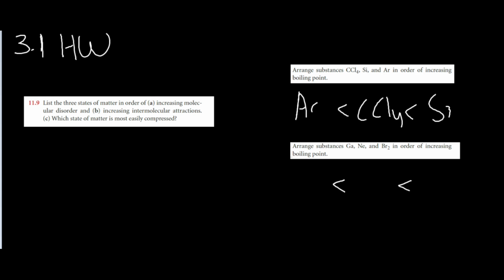And then with 12, we have gallium, neon, and bromine. So we know that, again, since neon is a noble gas, it's a gas, so it's going to be sitting on its own. And bromine is actually a liquid. It's one of the only liquids on the periodic table, besides mercury. And gallium, I believe, is a solid. It's a metal. Yeah, it's a metalloid. So it's going to have the highest boiling point.